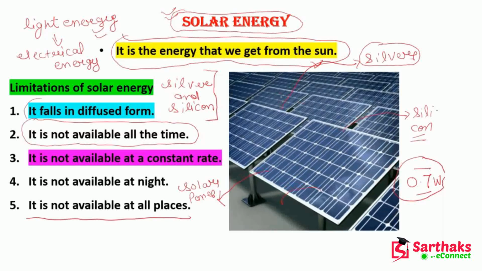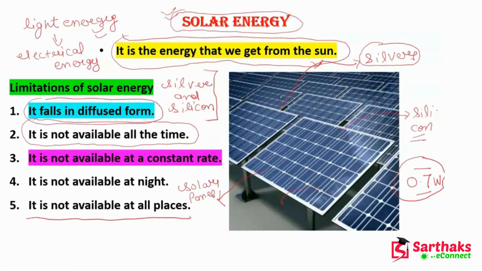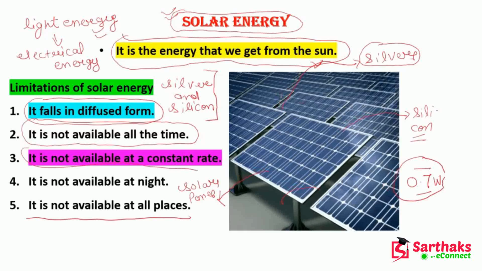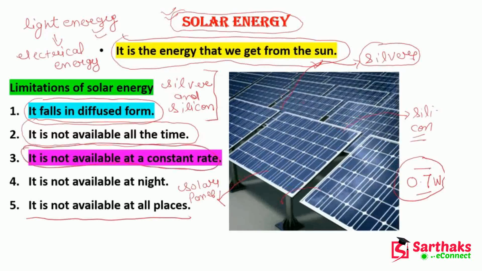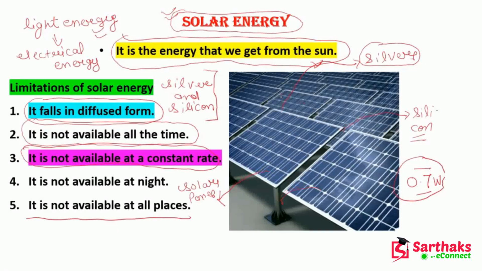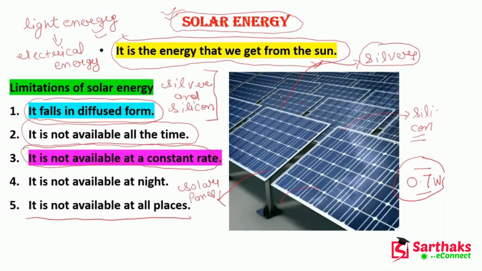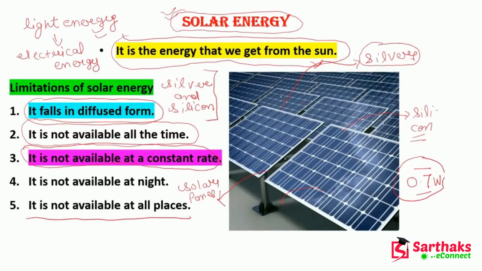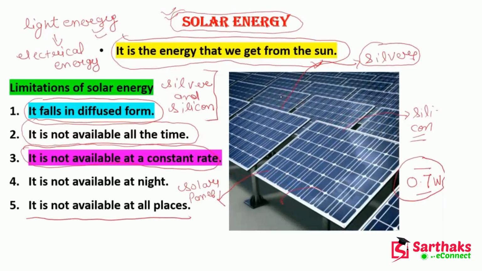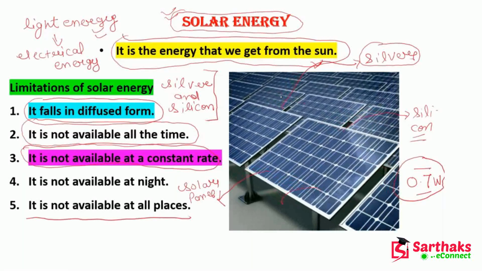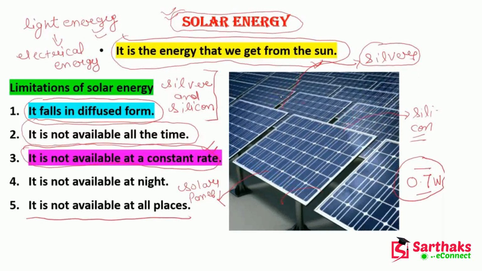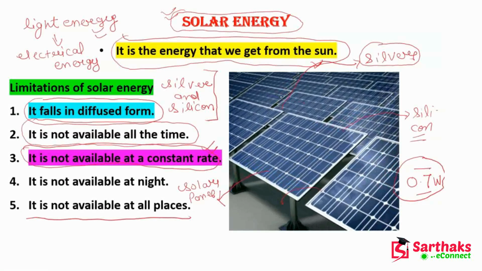Now it falls in diffused form, and it is not available at a constant rate. Constant rate means sometimes the sunshine is so much that the generated electricity will be higher. But if there is less sunshine, it will affect the rate of generated electricity. So that's why it is not available at a constant rate. So these are the limitations of solar energy.